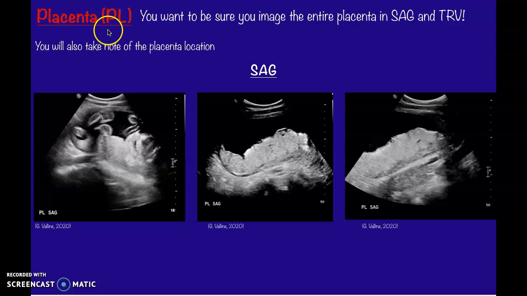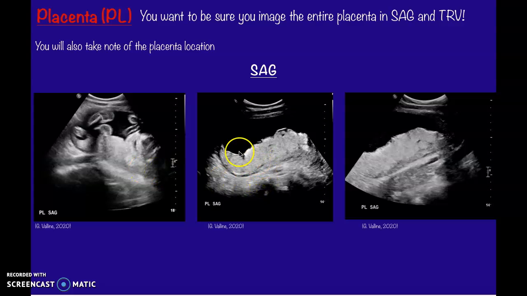Next is the placenta, which can be labeled PL sag and then PL transverse. For this, you want to be sure you image the entire placenta in sag and transverse. You will also take note of the placenta location. These are sagittal images of the placenta. You want to get that edge of the placenta, and then you can see a little bit of body.